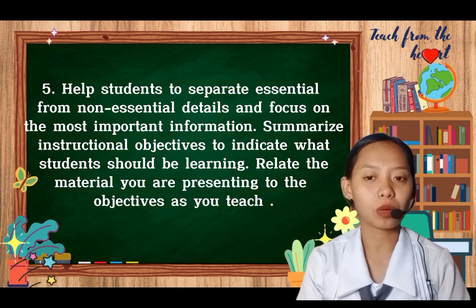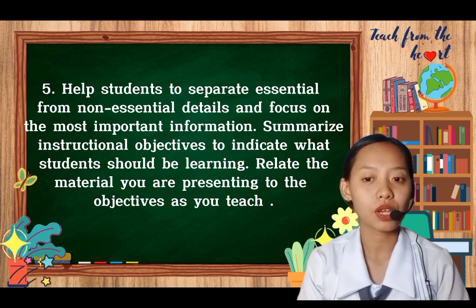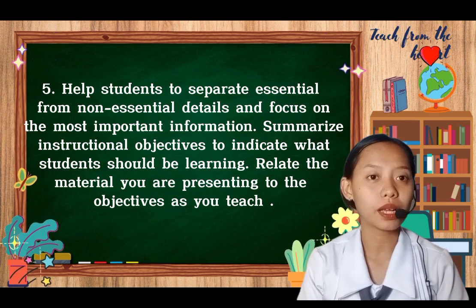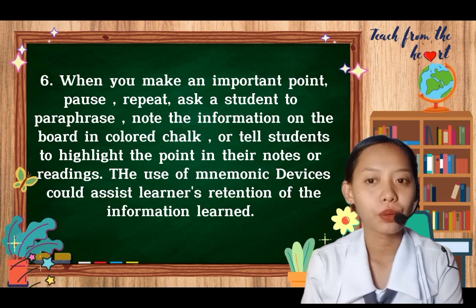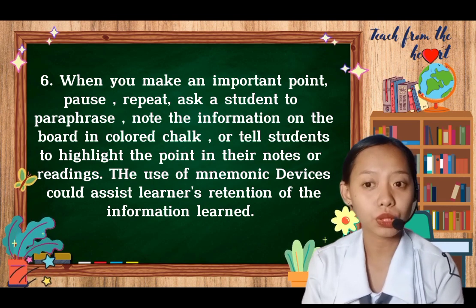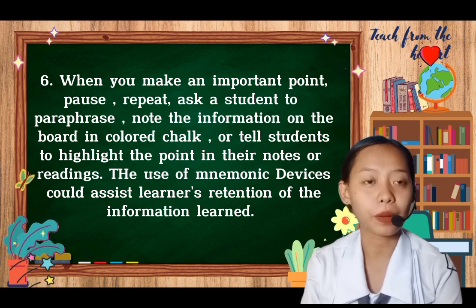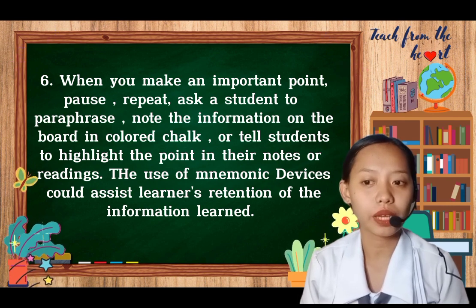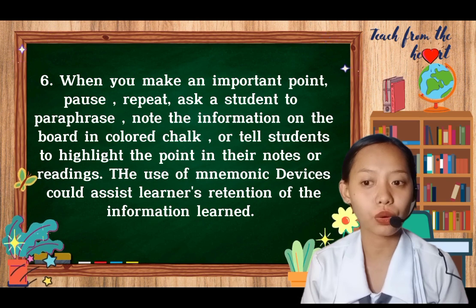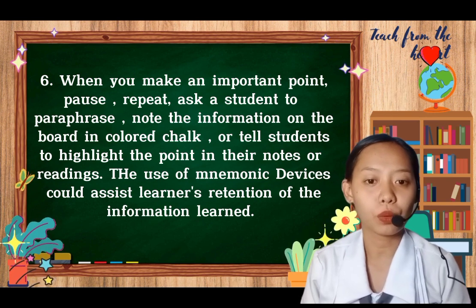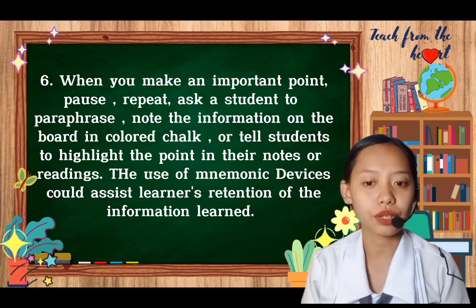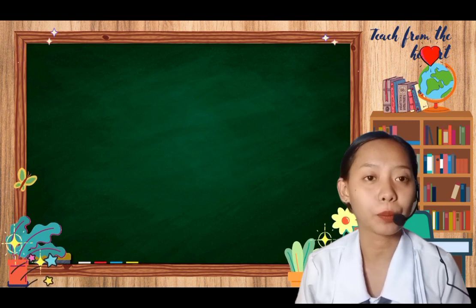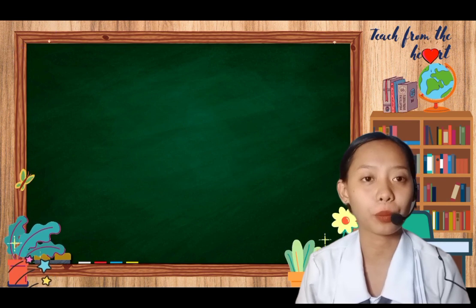Number 5. Help students to separate essential from non-essential details and focus on the most important information. Summarize instructional objectives to indicate what students should be learning. Relate the material you are presenting to the objectives as you teach. Number 6. When you make an important point, pause, repeat, ask a student to paraphrase, note the information on the board in colored chalk, or tell students to highlight the point in their notes or readings. The use of mnemonic devices could assist learners' retention of the information learned. So, tell your students to highlight the important details or important words or phrases.